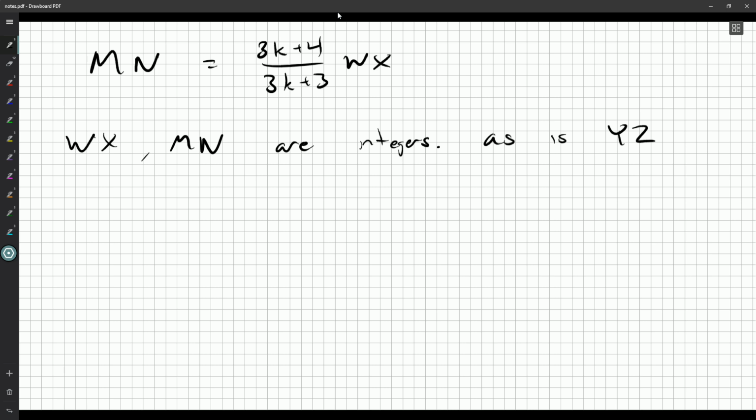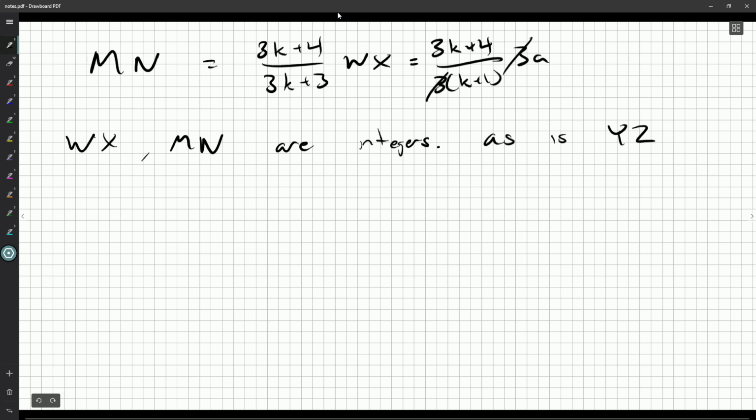Now, do we want to be working in terms of K, A, what have we got here? Oh, WX is 3A, we said. And this is 3K plus 1 on the bottom, so this is 3A. So those will cancel out. We get 3K plus 4 times A all over K plus 1. So there's the K here, and then there's the A here as well.